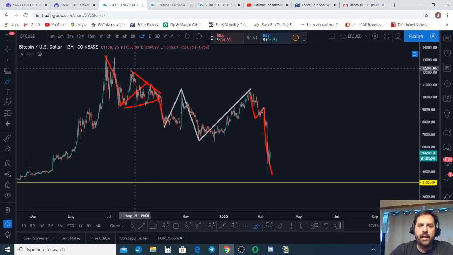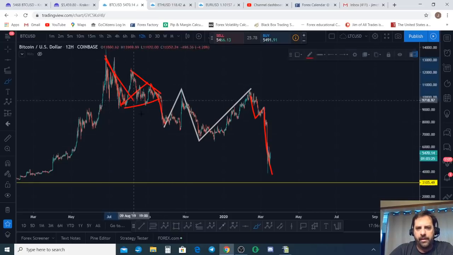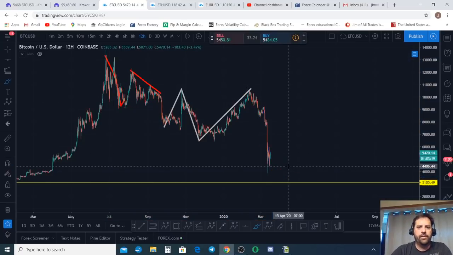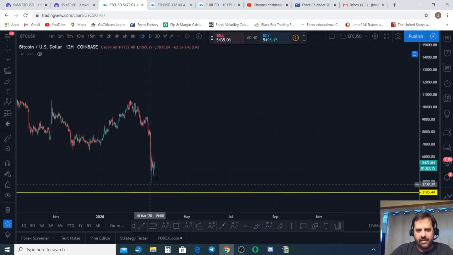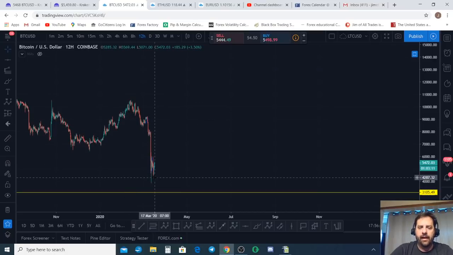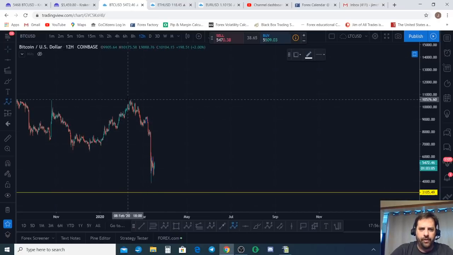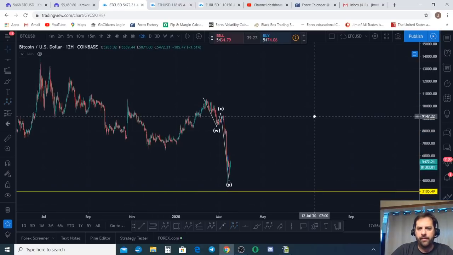So anyway, that being said, that's the way I'm counting it, and this would be a WXY basically, is the way we would count that as a corrective wave. Now the question becomes, is this thing finished or not? Is this finished? Well, if this is an ABC, then we need five waves up here. Actually, I don't know if I was counting that ABC. I was having that as a WXY right there.